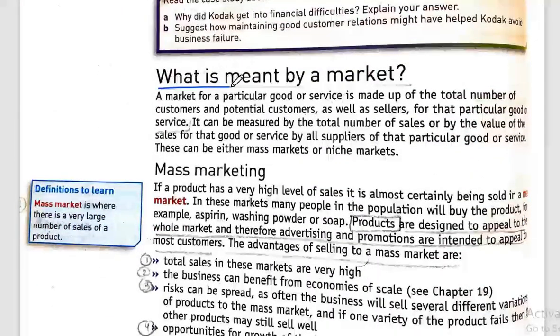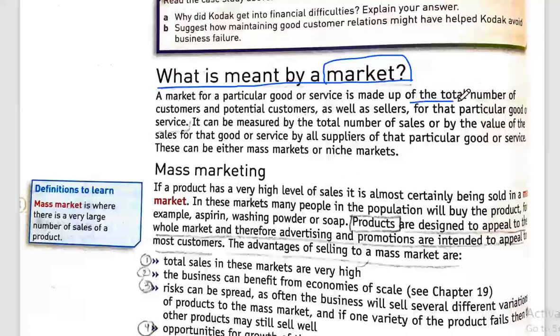So what is meant by market? A market for a particular good or service is made up of the total number of customers and potential customers, as well as sellers for that particular good or service. This is what is meant by the market: the number of customers and sellers buying and selling a specific good or service. So it can be measured by the total number of sales or by the value of sales.